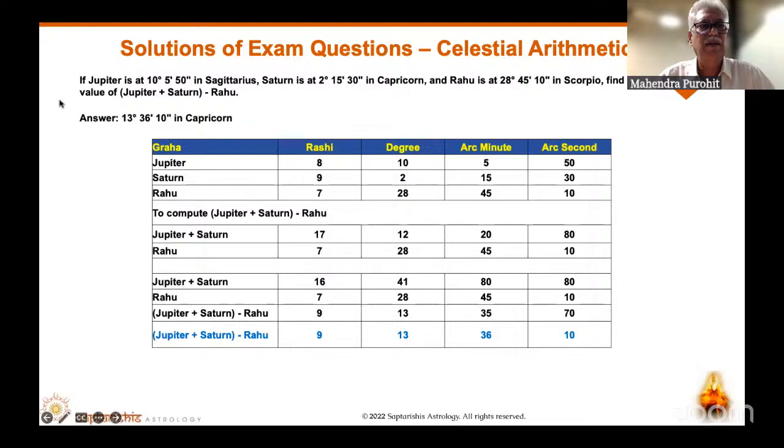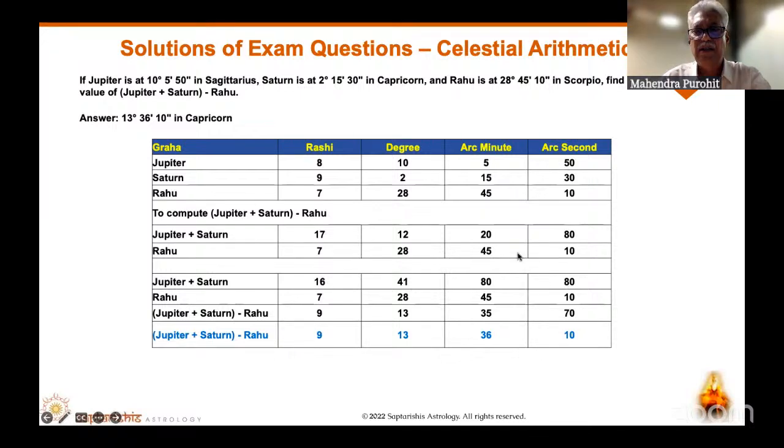Okay, and this is the same way. Another question: Jupiter, Saturn, Rahu. Jupiter plus Saturn are these values, the sum of these two, and Rahu is this. If it is a sum, there is no problem much, you just have to add all these things. Jupiter plus Saturn is this thing, then Rahu is the same value. You add all these. Here you can see this is 16 now.